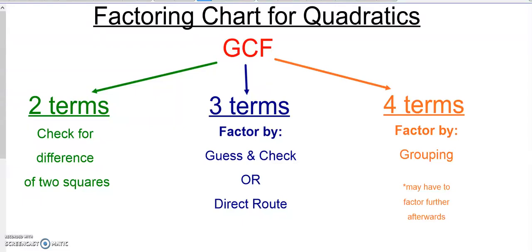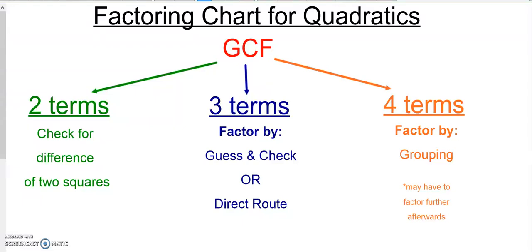So for instance, you can see on this chart here, which is something I can email out if you want it, just let me know. You're always looking for a GCF first. So you look for a greatest common factor. You always want to take that out first because it can make the rest of your expression easier to factor. So always look for a greatest common factor no matter how many terms you have.